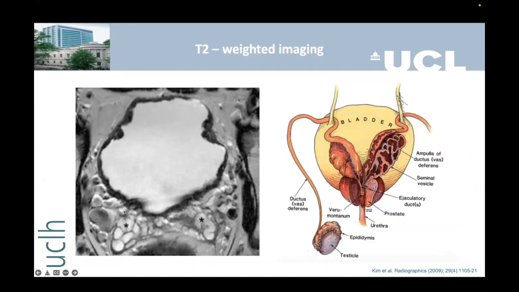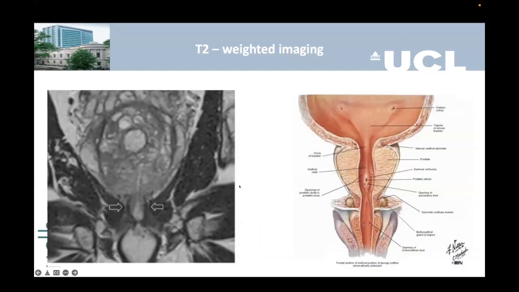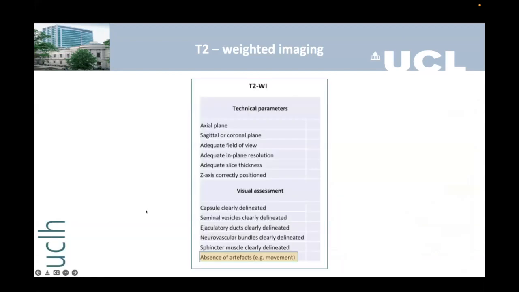Same for the SVs, that should be well seen on the axial T2 weight imaging, as in this case, or the ejaculatory ducts. Look at both ejaculatory ducts here. You can clearly see them. You can also see the muscular coating around them. And also the sphincter, so the external urethral sphincter that we usually evaluate on coronal imaging. You can clearly see these two hypointense black stripes here.